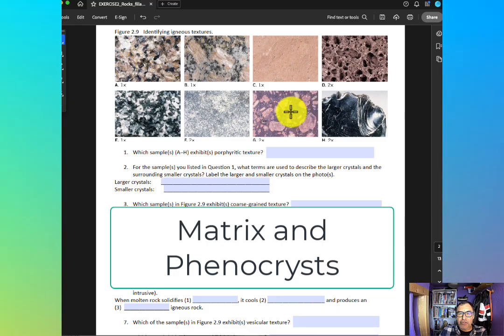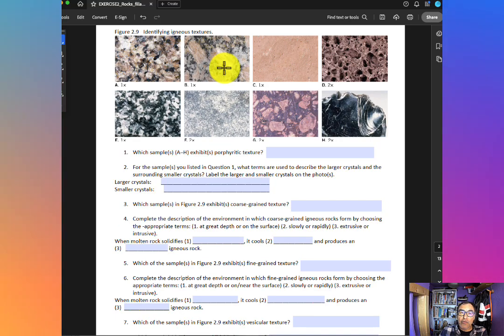I often call this a chocolate chip cookie model, where you've got the dough and the chips, right? So the phenocrysts and the matrix. Porphyritic texture can also happen in plutonic rocks, like this granitic rock right here, where we have much larger potassium feldspar and then a smaller background of other minerals.